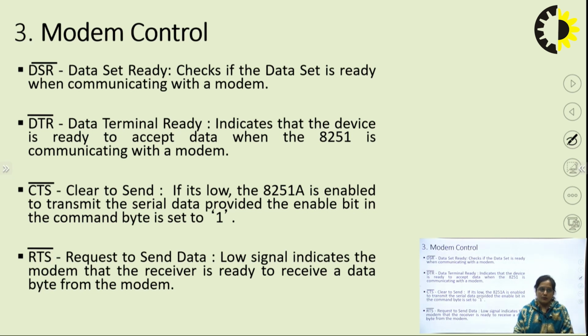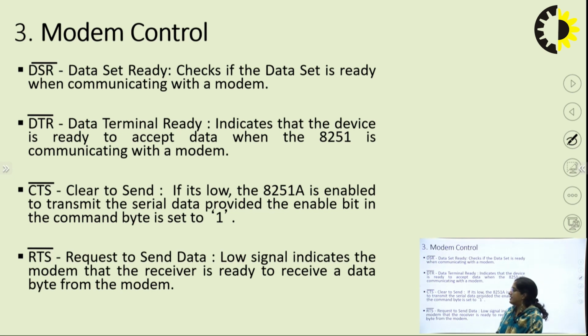Then the third section in 8251 is modem control. Modem is nothing but modulation-demodulation logic, where we first have to configure whether our data set is ready. If the data set is ready, then only the data can be transmitted. So this active low signal will indicate that the data set is ready for communication, or we can say the modem is ready for communicating the data.